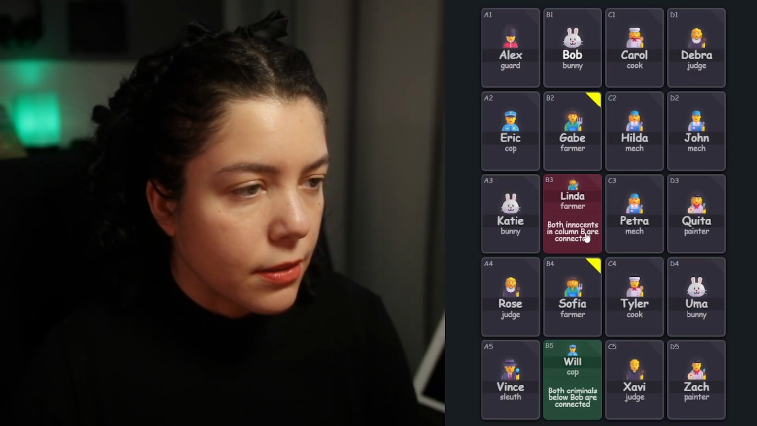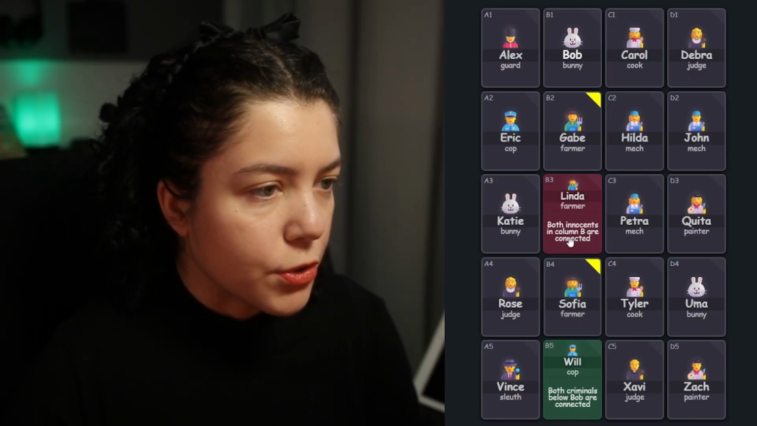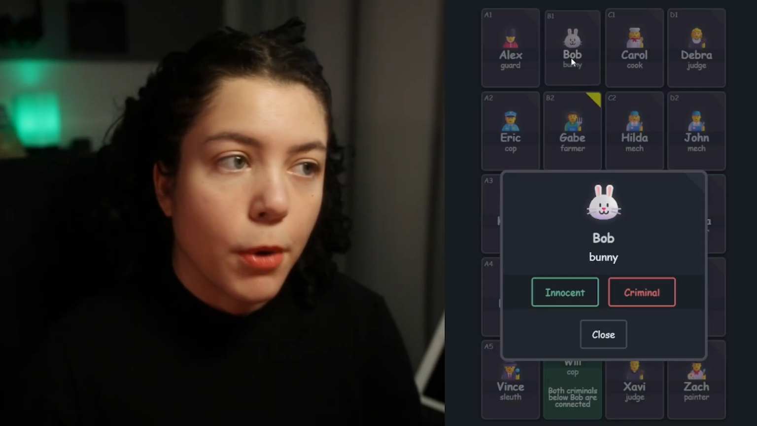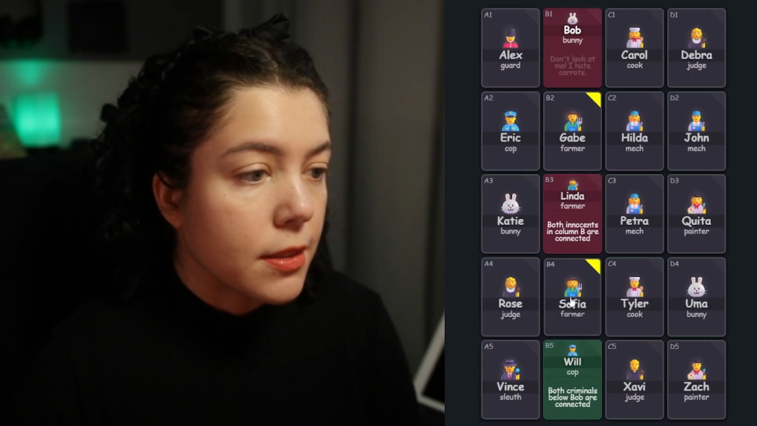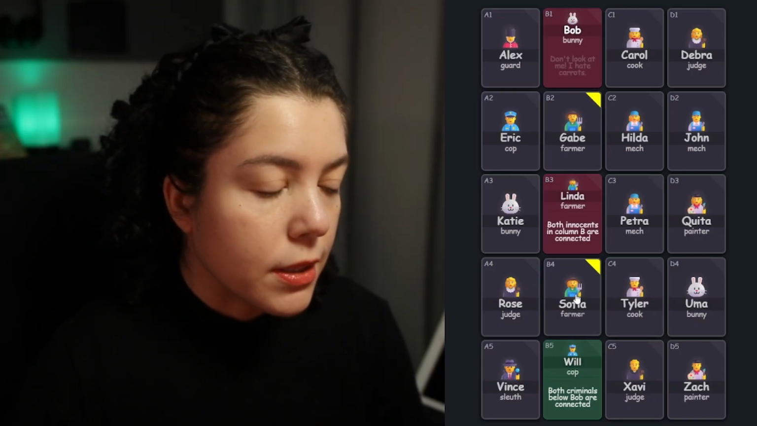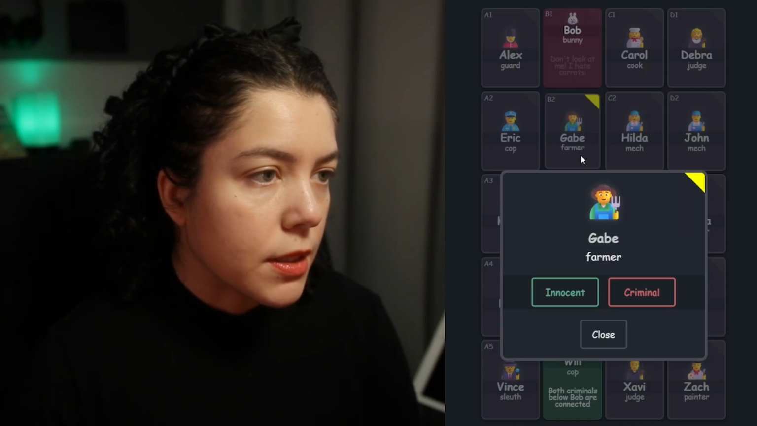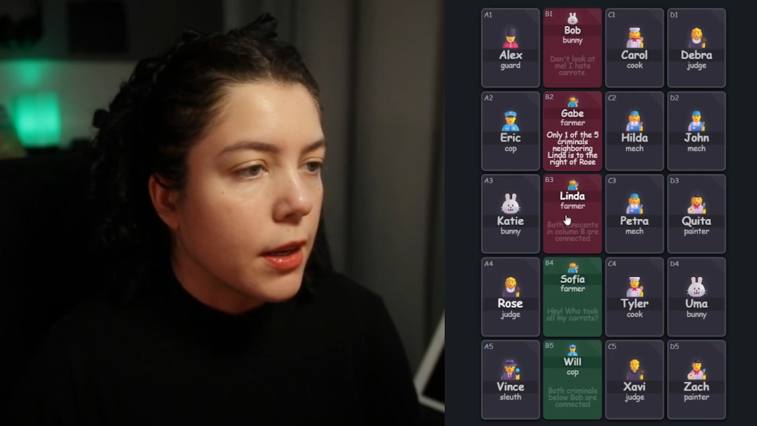innocent. I was thinking about criminals because we were talking about criminals. So both innocents means that there's 2 innocents. That makes Bob a criminal, which makes Sophia an innocent because she has to be connected to the other innocent in column B, and that's Will. So we know that Sophia is an innocent now and Gabe is a criminal. So that was a lot of solving for just 2 clues.